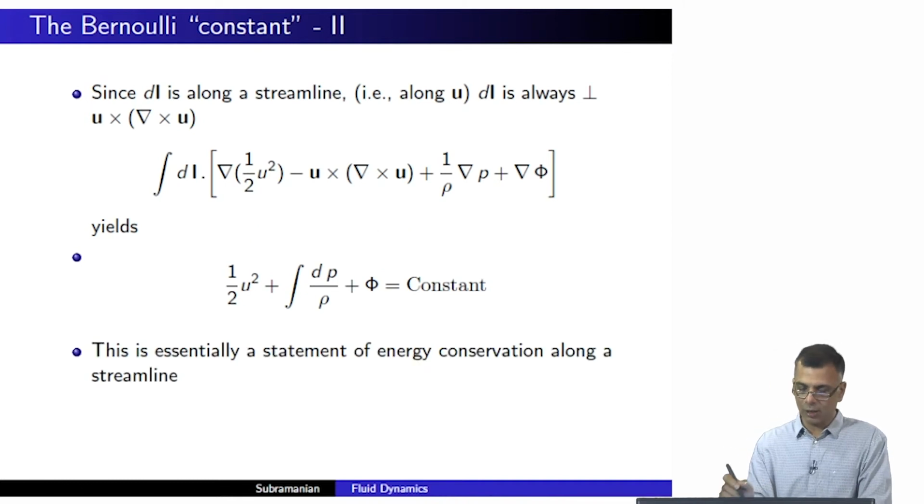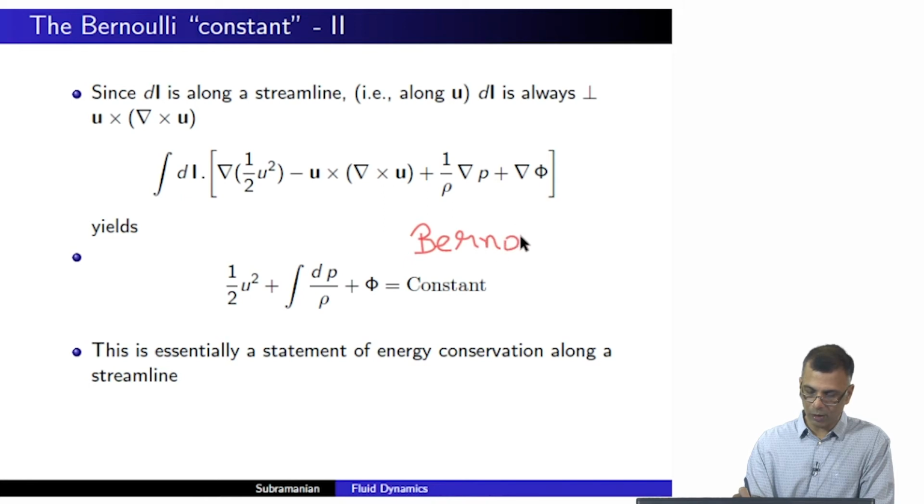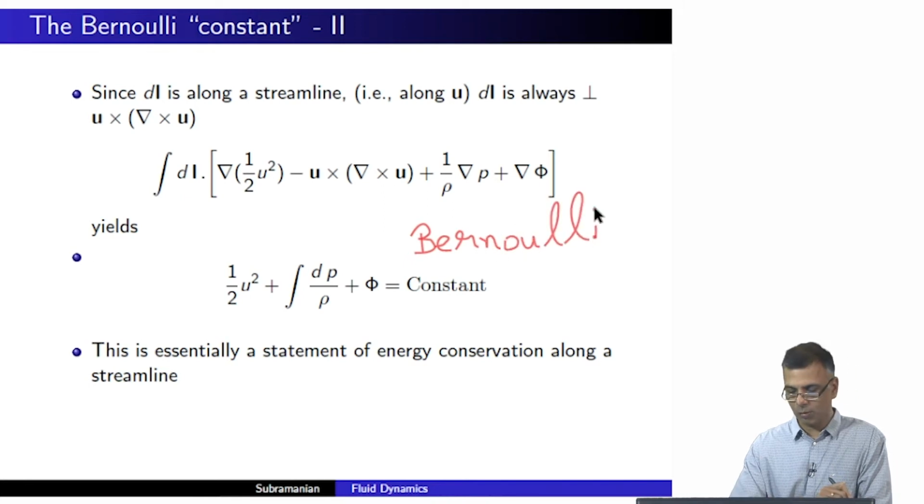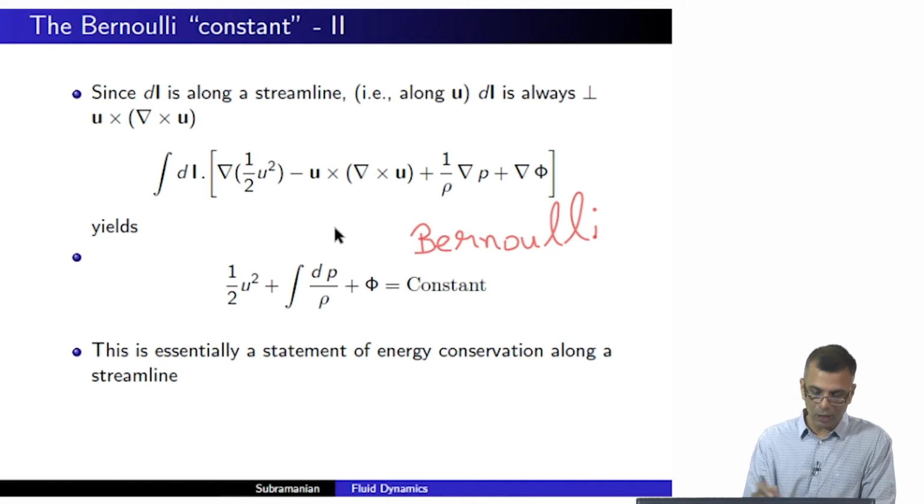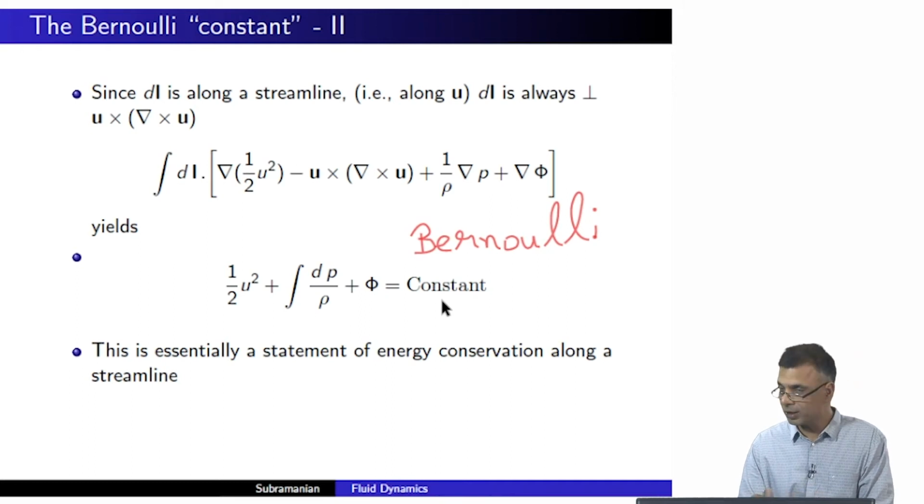many times people write this as, you guessed it, the Bernoulli constant. Okay. This is essentially a statement of energy conservation. If this is not immediately evident to you, half u squared is kinetic energy per unit mass. So the rest of them had better have units of energy, and you can check that. This is the gravitational potential, which has the units of energy, and this also, if you put down the units properly, you will find that it has the units of energy per unit mass. So this is essentially a statement of energy conservation along a streamline.